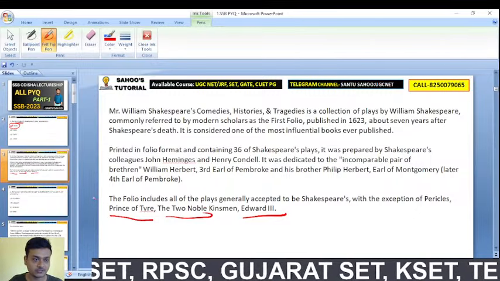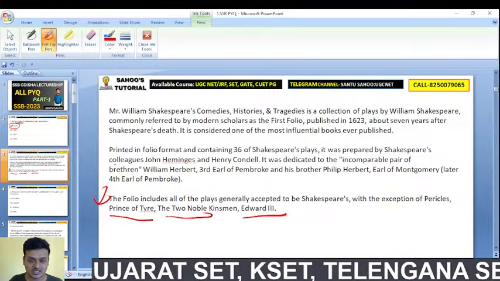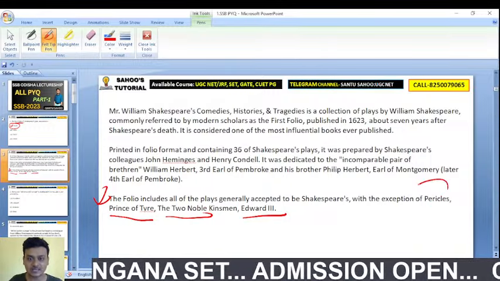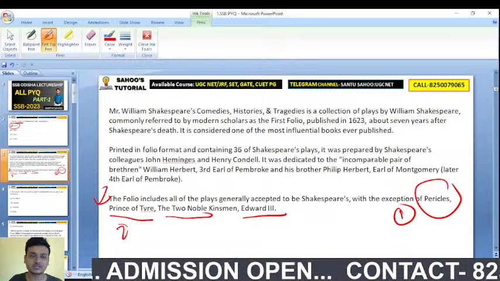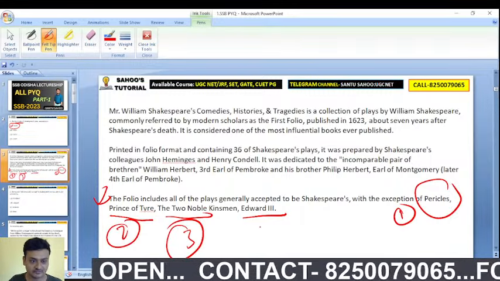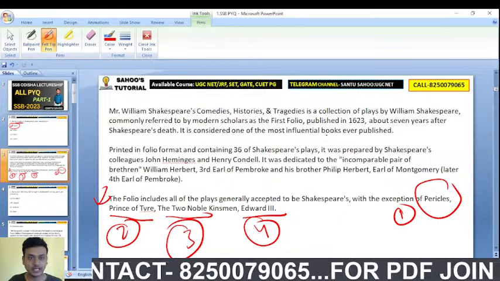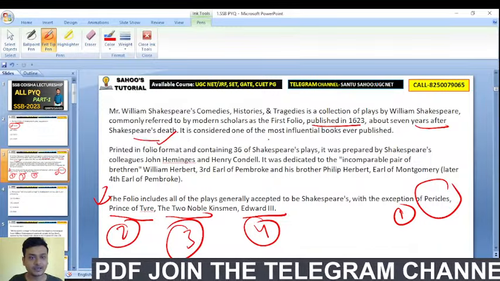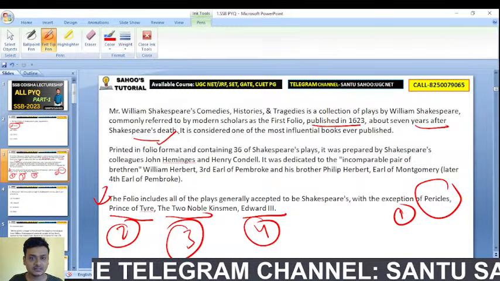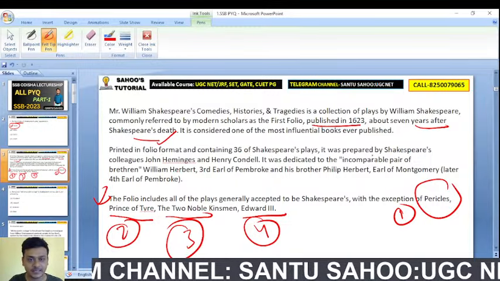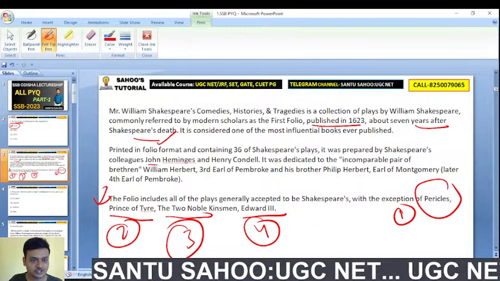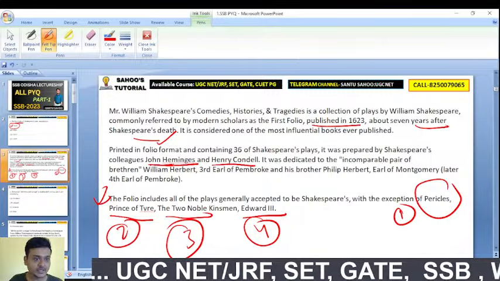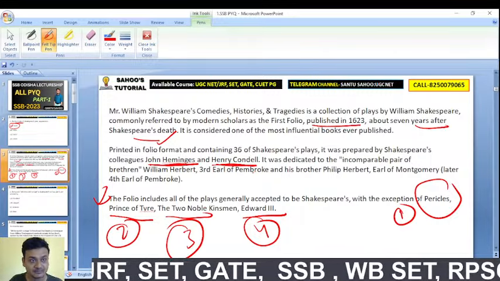Okay, you must remember that in the folio published in the year 1623, some of the plays were not included. And these plays are: first, Pericles; second, the Prince of Tyre; third, the Two Noble Kinsmen; and the fourth, Edward the Third. Published in 1623, 7 years after Shakespeare's death. And you must remember that these were actually prepared by Shakespeare's colleagues named John Hemings and Henry Condell.